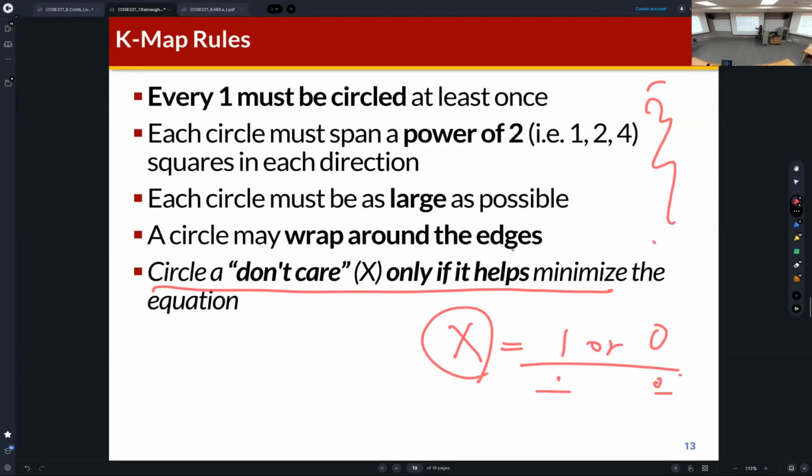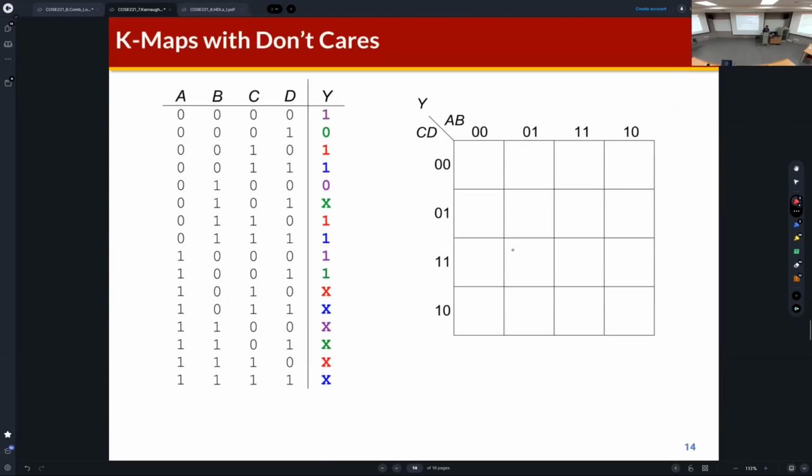If we consider don't care as 1, and if this consideration is helpful for optimizing the Boolean equation, then we can think don't care as 1. And if not, then don't care can be 0. Okay, this is another rule, including don't cares. Okay, let's see the example.